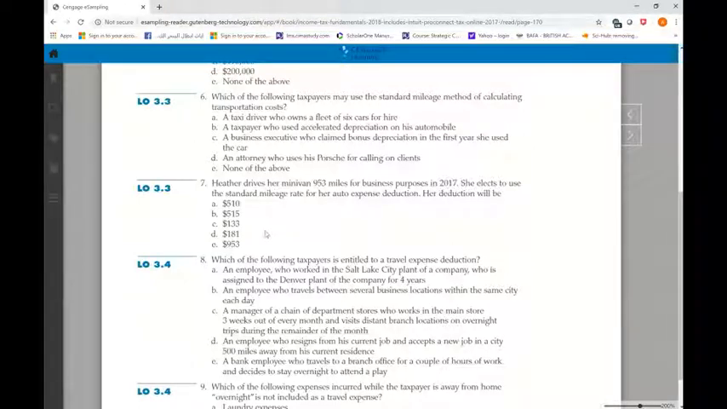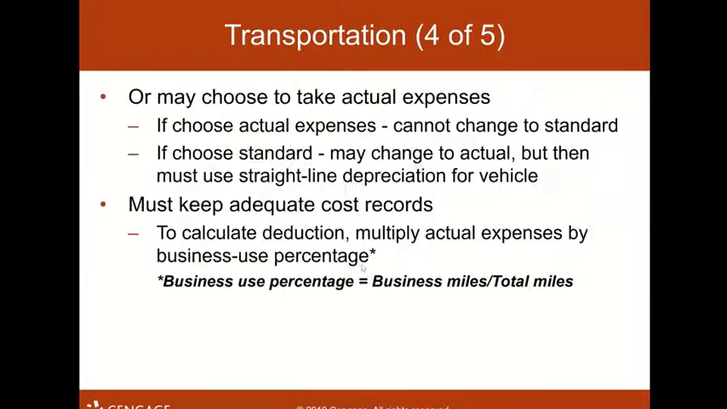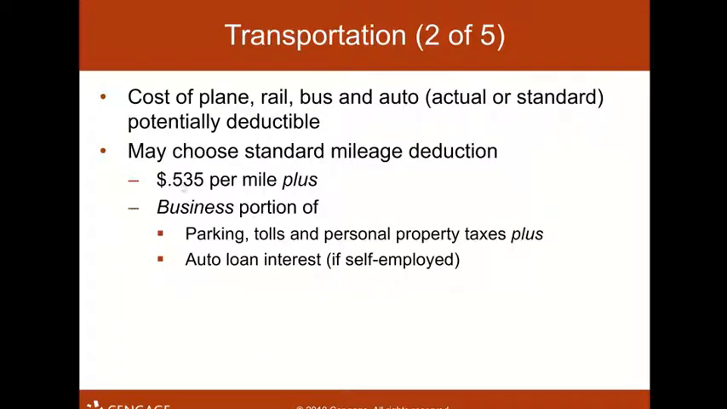Heather drives her minivan 953 miles for business purposes. In 2017, she elected to use the standard mileage rate for her auto expense deduction. Her deduction will be, using the standard rate, and remember here the standard rate is 0.535 per mile. So we'll multiply this by the number of miles.